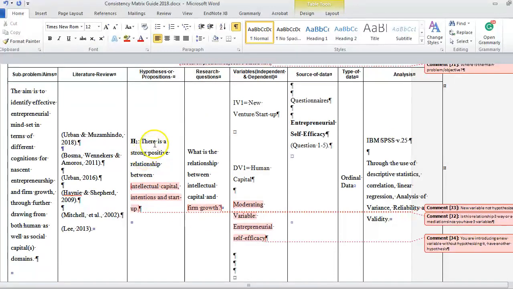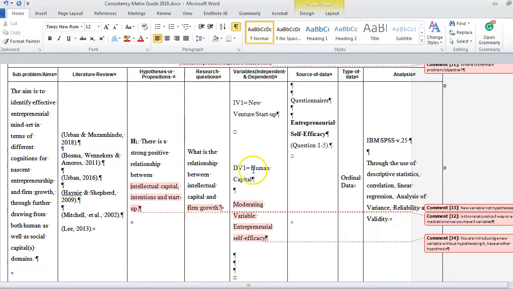So for your hypothesis testing, you list here what you believe. So there's a problem. This is what you believe you're going to find, or what you want to find at the end of the day. So you hypothesize here. And then your research questions, you frame this in a question format as to what question you want to answer.